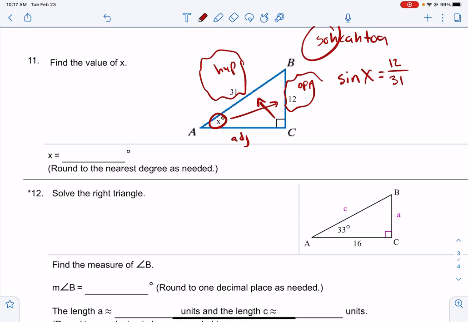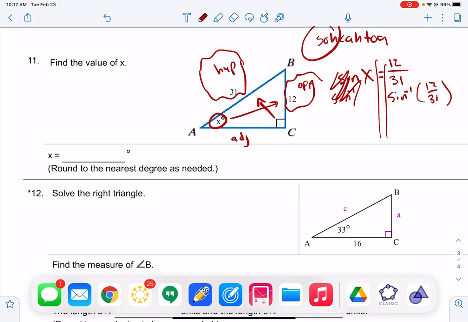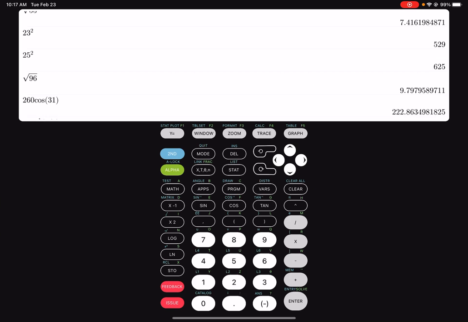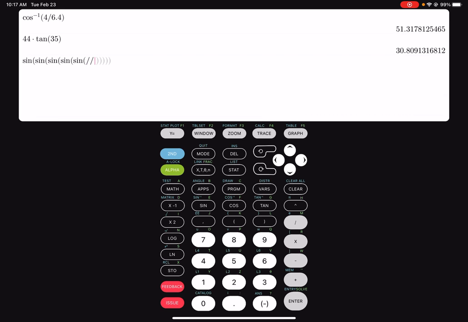Now remember, when you're looking for an angle, we end up using the inverse functions, right? Because to get rid of sine, I've got to do sine inverse to make that go away. But if I do it to the left, I've got to do it to the right. So I use sine inverse on the right of 12 over 31. Okay? So plugging that in my calculator, instead of sine, I'm using inverse sine, and I'm doing 12 divided by 31.